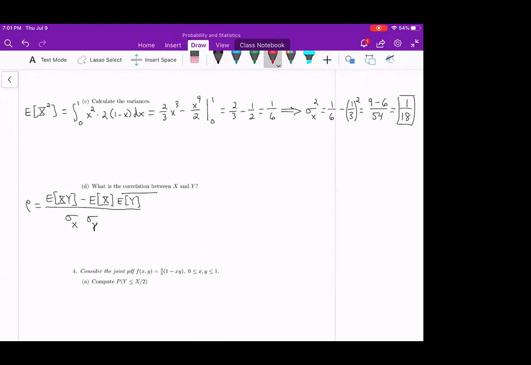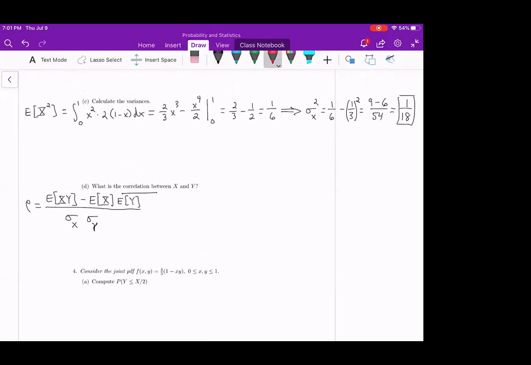Any last minute questions? Wait, C is, you have to calculate E of y squared? Yeah, because you need the variance of y. So C is not done. We got the variance of x, but we didn't do the variance of y, so I'm leaving that for you to do. And the variance of y is going to use the second moment of y.